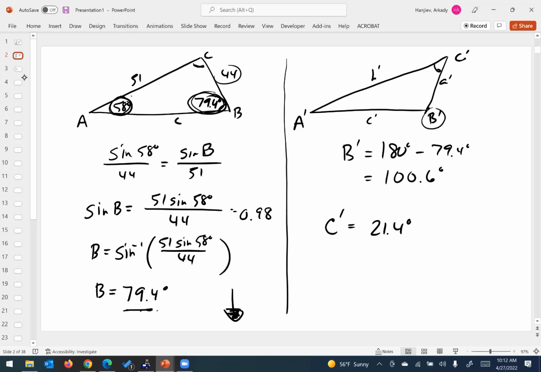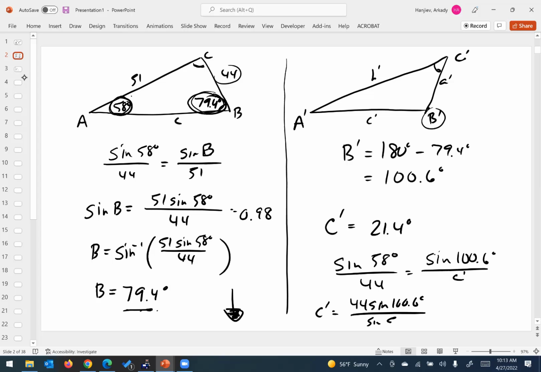Cool. And then I can finish this one off faster. So little c prime, solving for that, it'd be sine 58 over 44. Also, can you just plug it in back to what we had before, and switch the sine of 43 to sine of 21? Absolutely, yeah. If you already have it written in your calculator, please do so. So little c prime would be 44 sine of 100.6 degrees over sine of 58 degrees. Oh, sorry. Thank you. The 21.4. Thank you.